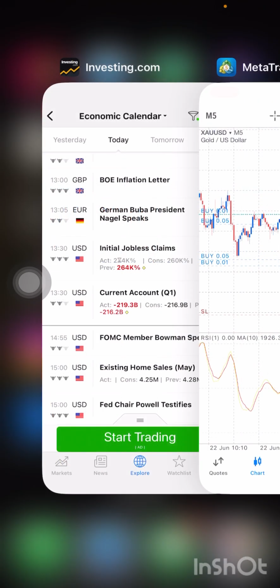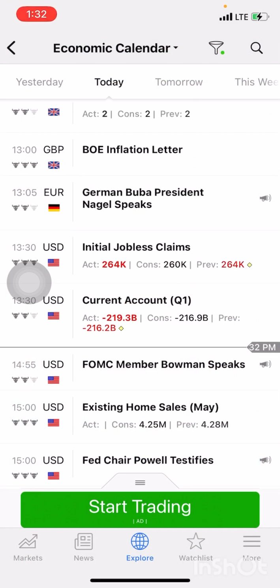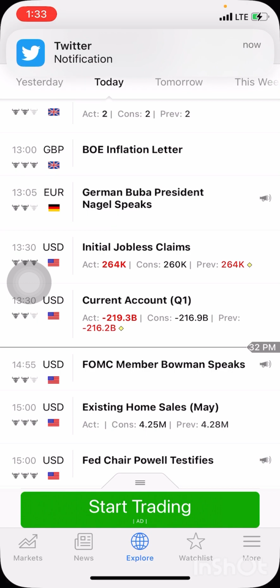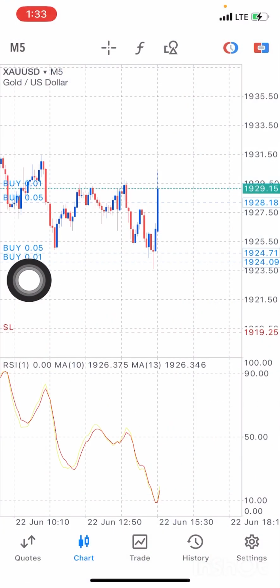Let's check the data, let's check how much the difference is. Okay, 264. The previous was 264 too, so there was not much difference though. But the two news events were both negative on the United States dollar. So it should print out something good. We are still positive on it.